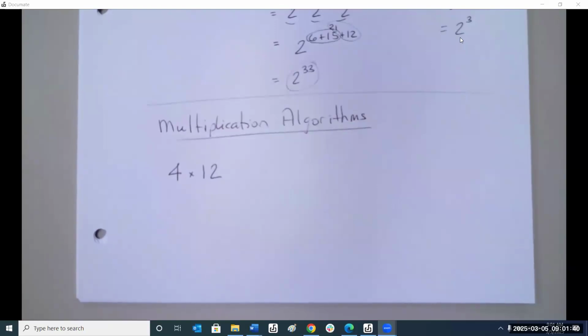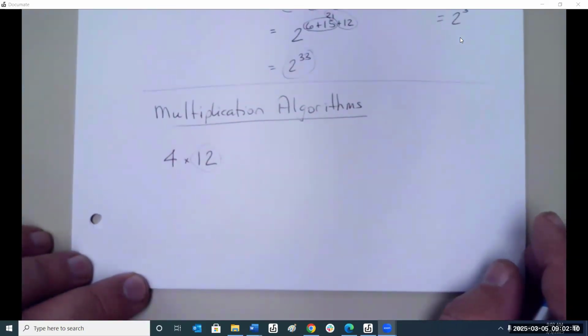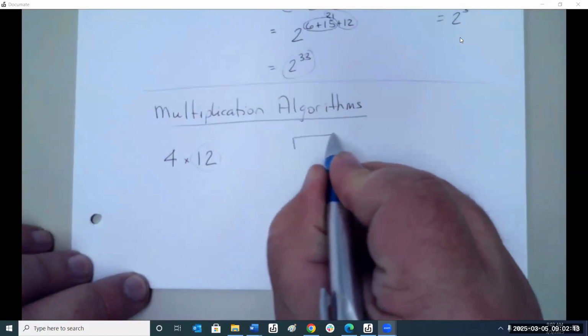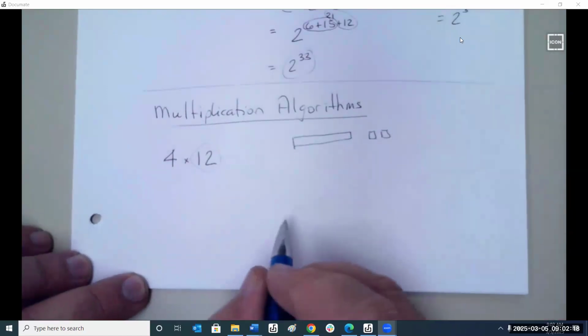How would we do 4 times 12? How would you teach that to your students? Remember, always start off with what they know first. What do they know first? Manipulatives. How would you use our blocks to teach them this? Well, what is 12? What does 12 look like using our blocks? 1 long and 2 units. 1 long and then 2 units. Very good. How many of those do we need?